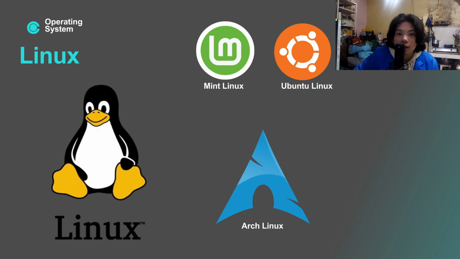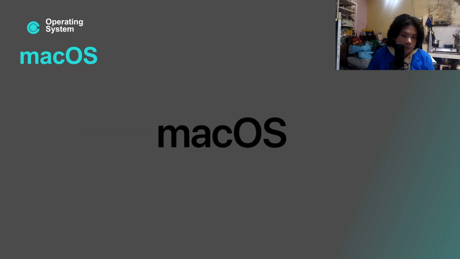Now next we go to macOS. So macOS is made by Apple in 2001, the first one, and now it's commonly used in Apple products such as iMac, Macs, and MacBooks. So yeah, it's pretty much like an Apple-only operating system. That's it. There's nothing more.